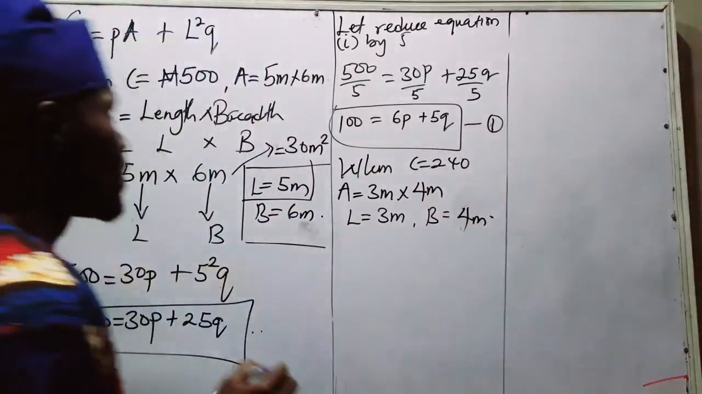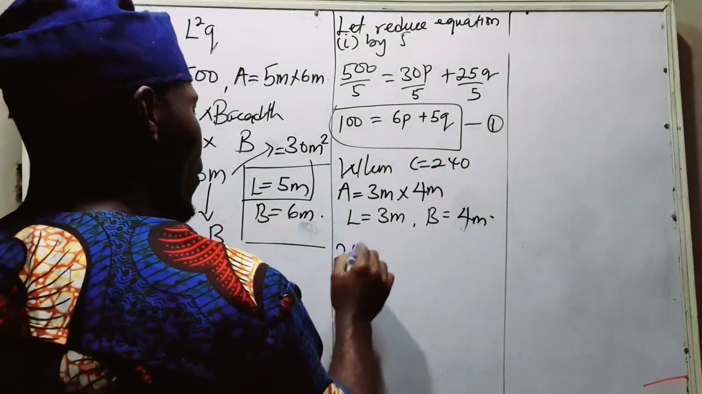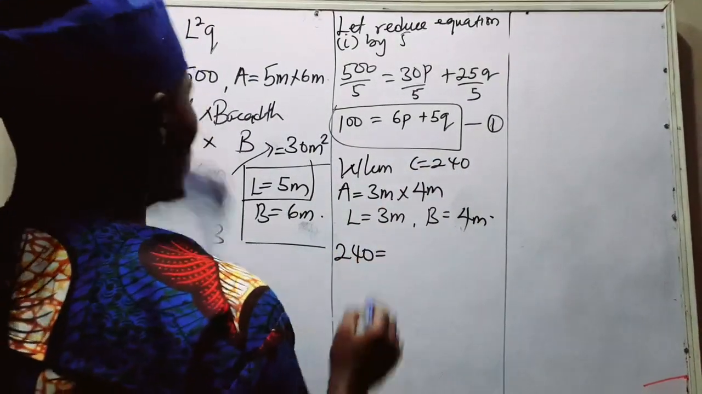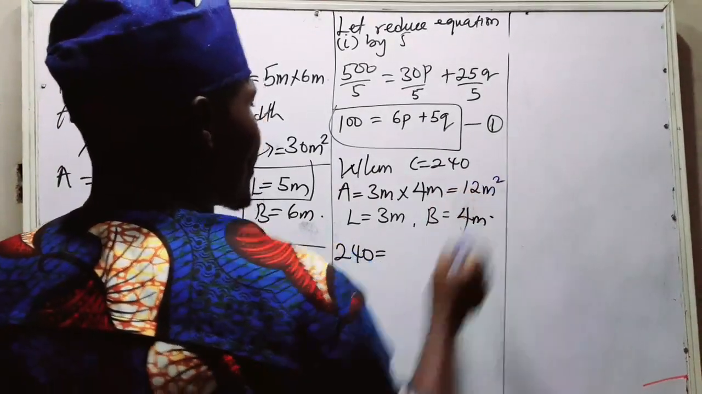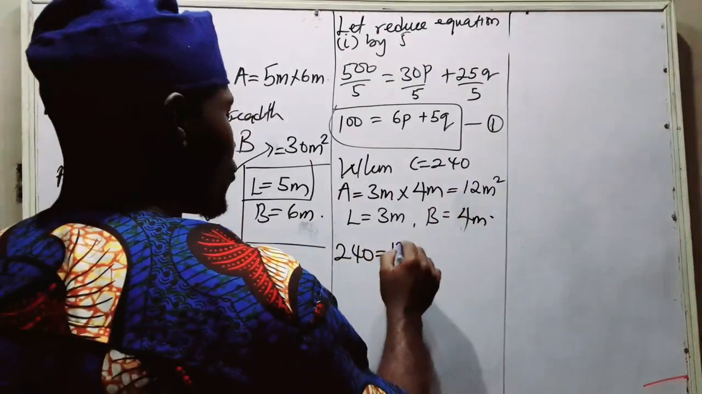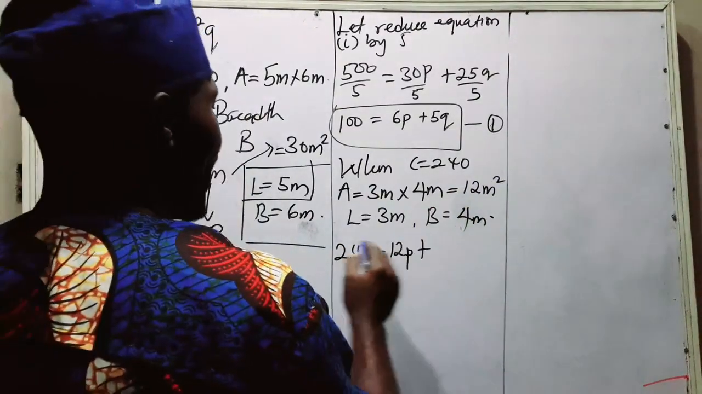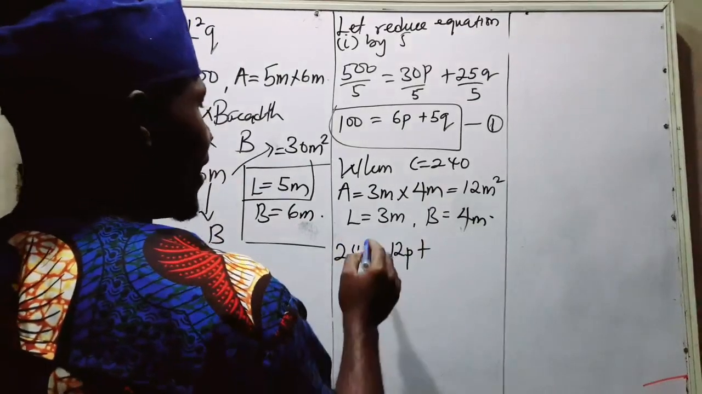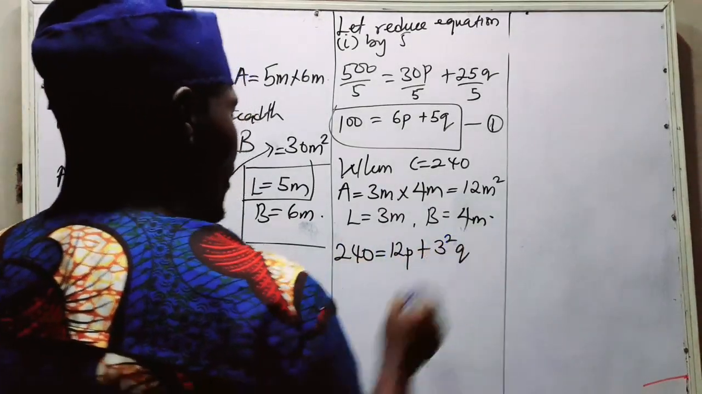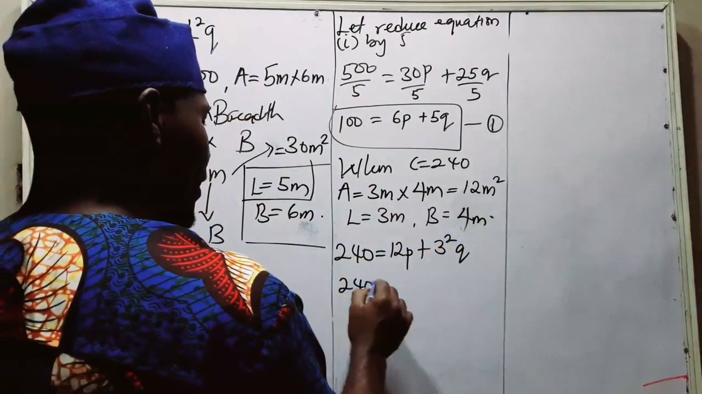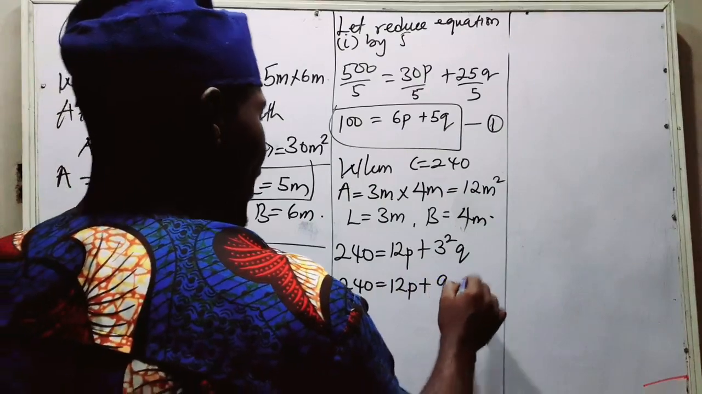So now, let's put it here. Our cost is 240. That is 240 is equal to, what is our area? Our area is 12 meters square. So we have 12p plus, what is our L? Our L now is 3. That is 3 squared Q. We have 240 is equal to 12p plus 9q.